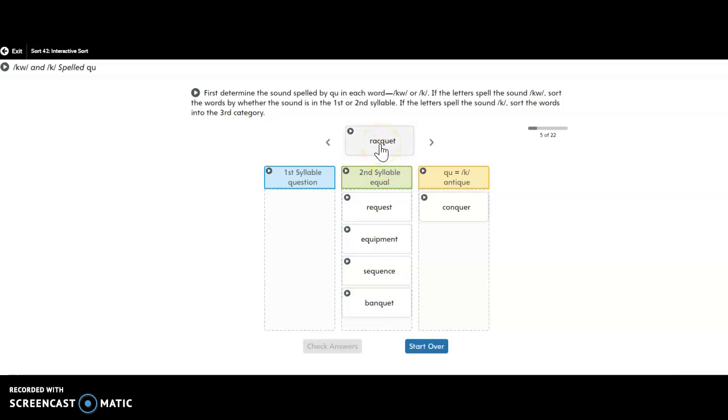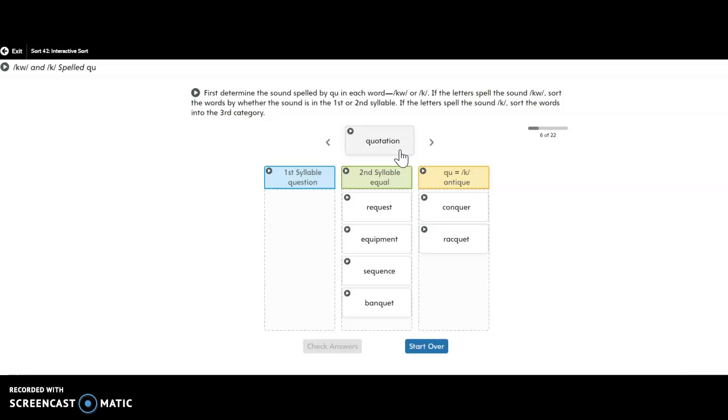Next is racket. Racket. So this could be a tennis racket, for example, something used to play a sport. And we don't say rack-wet. It's racket, right? So that QU is actually making a k sound. So we're going to stick it over there with conquer and antique. Racket.